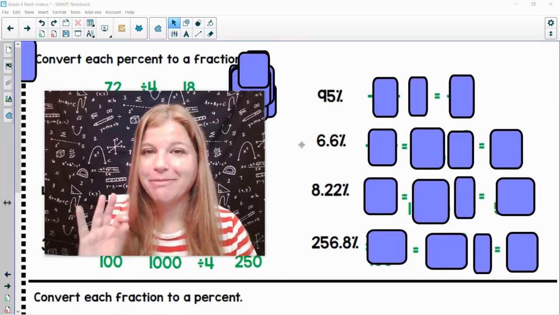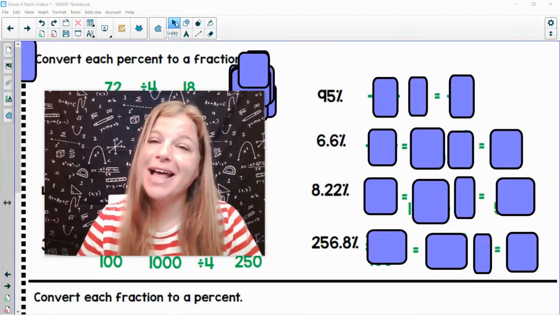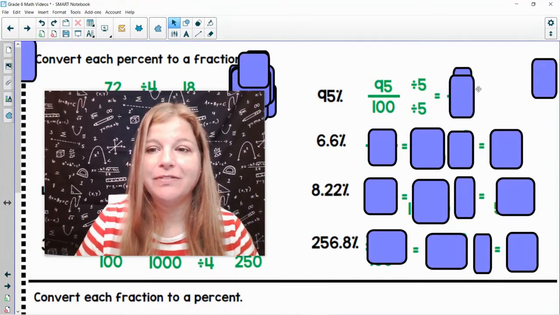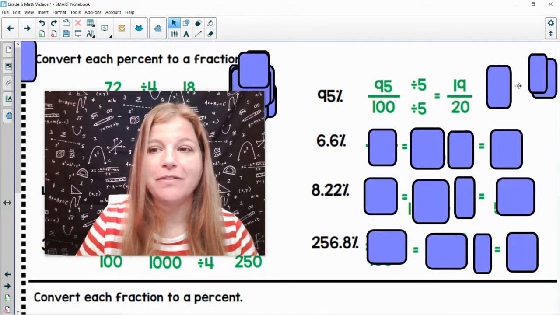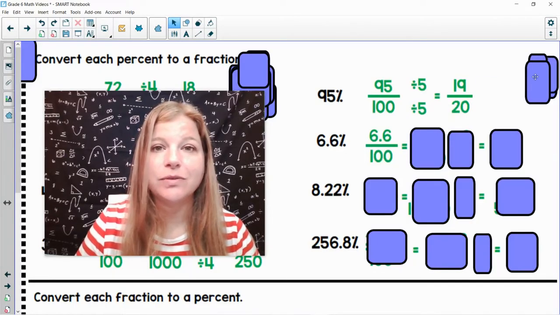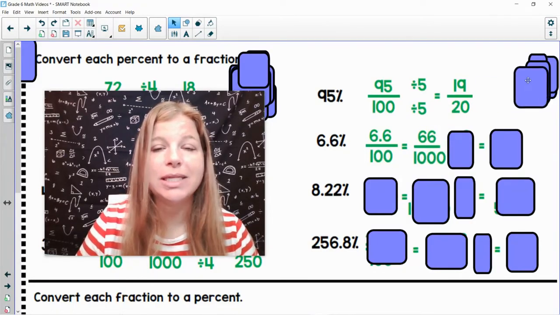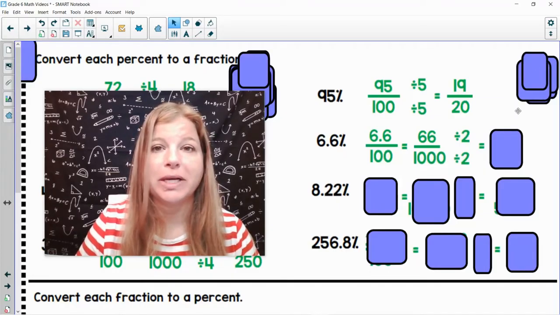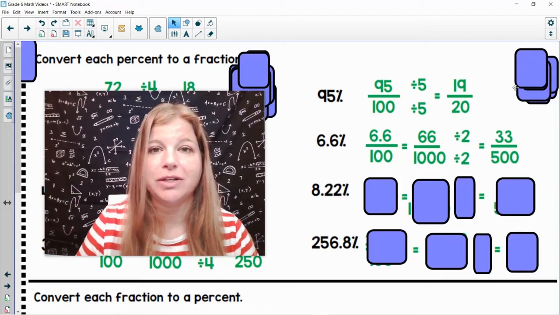All right. Hopefully you're joining me back after pressing play. Let's check to see how we did. So the first one, 95 over 100, divide those by 5, we get 19/20. 6.6 over 100, we end up moving the decimal one spot for both, multiplying by 10, divide both of those by 2, and we get 33/500.